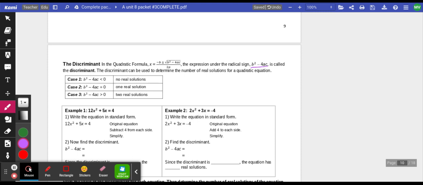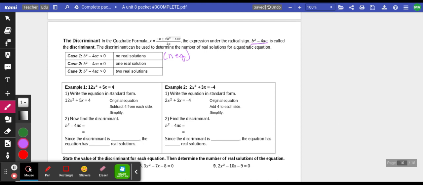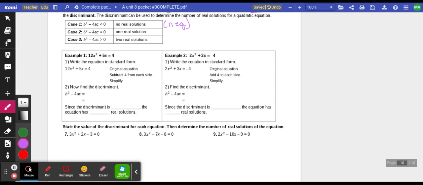If the discriminant is less than 0 or negative, there are no solutions because there are no negative values that I can take the square root of and get a real number. If it equals 0, there's one solution. And if it is positive, there are two real solutions. So we can use the discriminant to identify how many solutions.